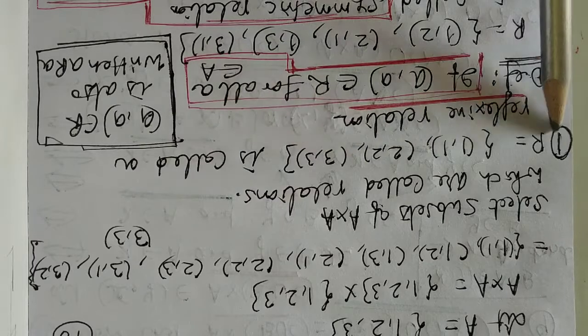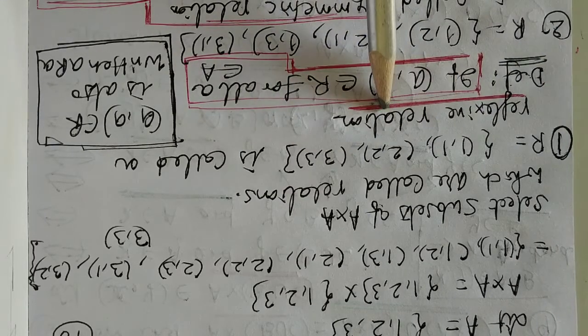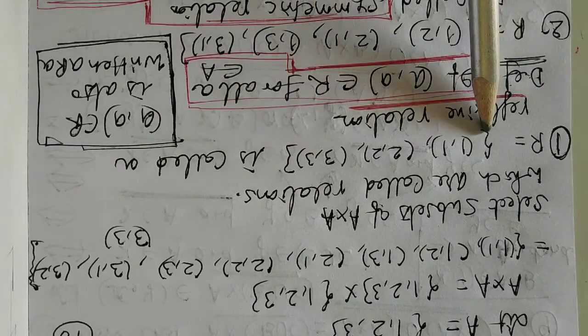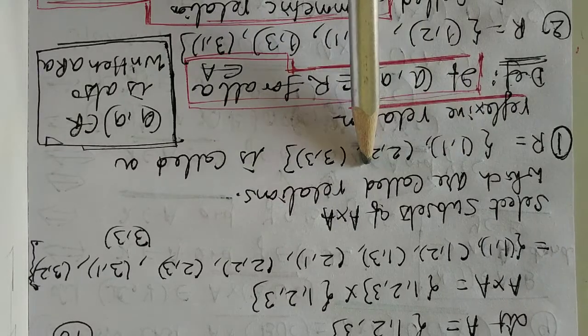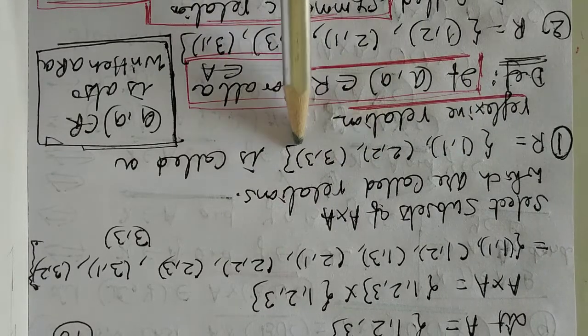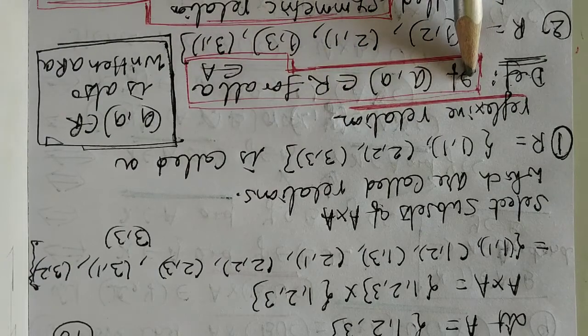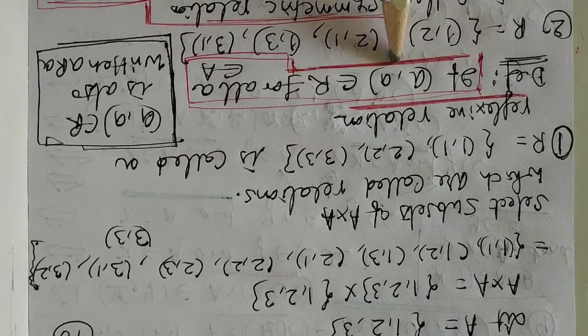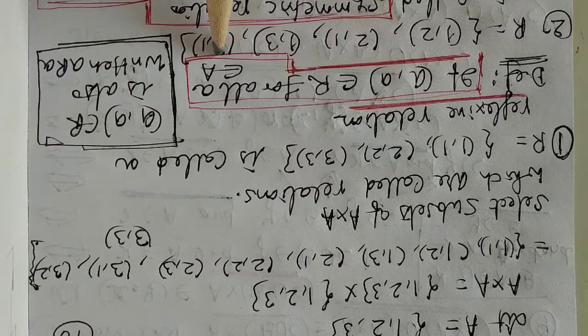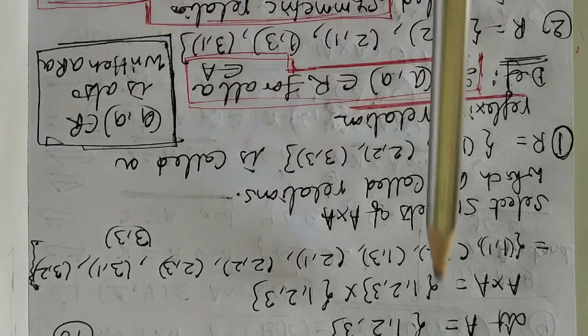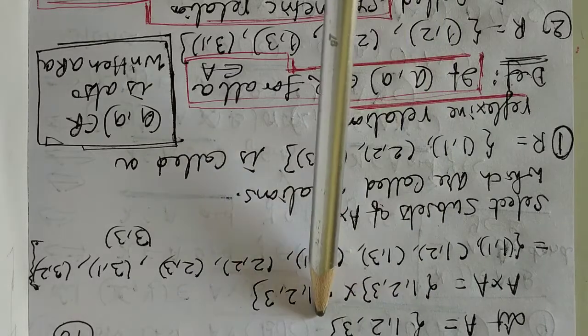ordered pairs and making a relation, this relation is called reflexive. 1 reflected in a mirror will be 1, 2 reflected in a mirror will be 2, 3 reflected in a mirror will be 3. So this type of relation is called reflexive relation, and the definition is (a, a) belongs to R for all a member of A. Not even one should be left out: (1,1), (2,2), (3,3) too.